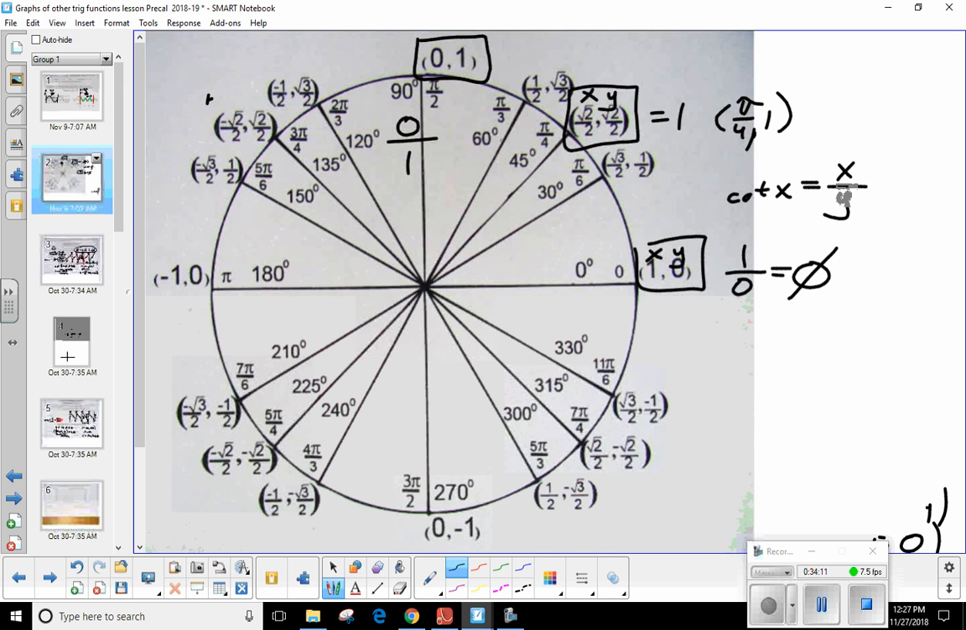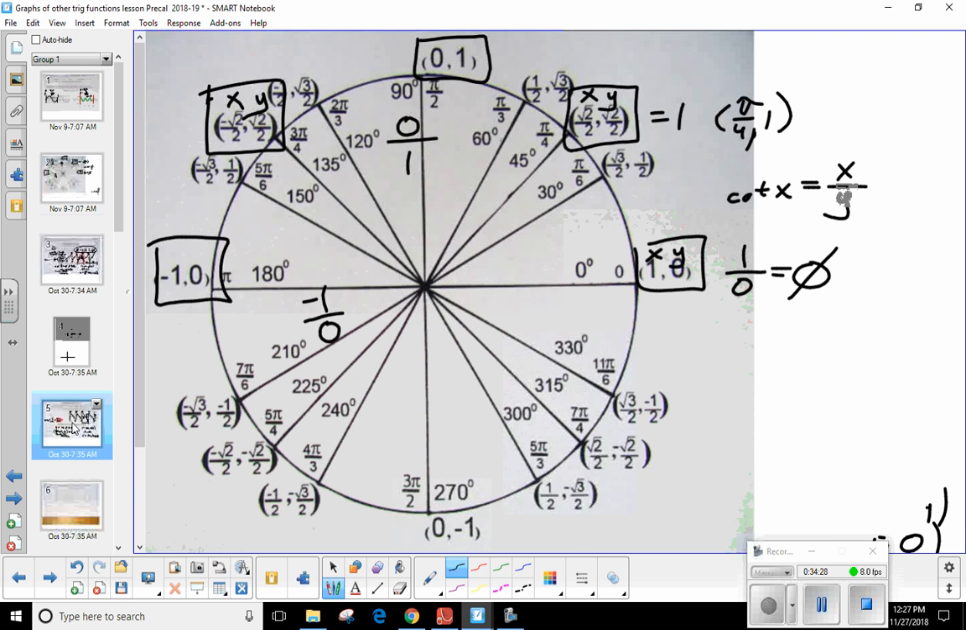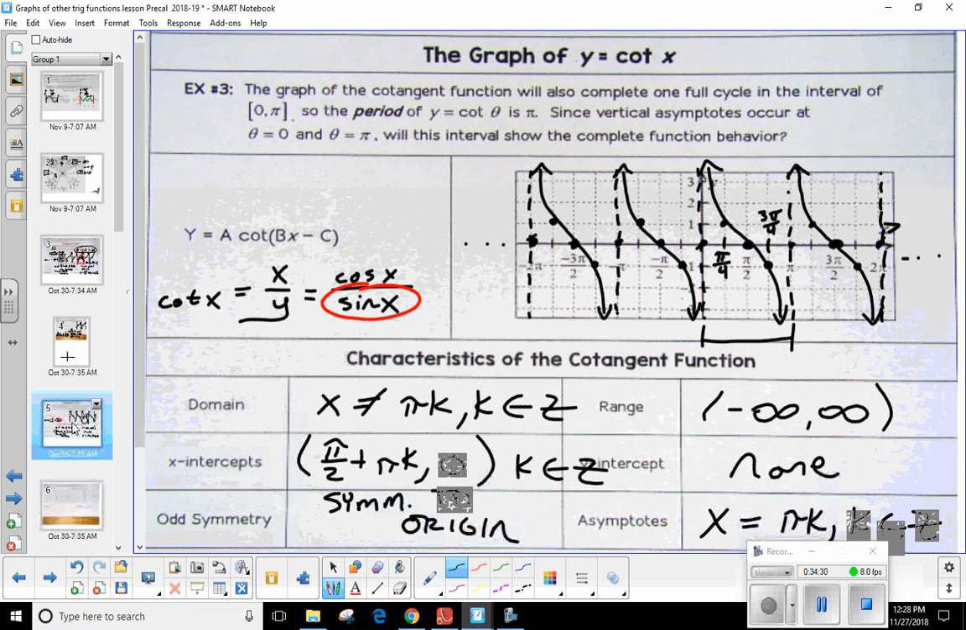Go to 3 pi over 4. Again, I want this x divided by this y. That would be negative 1. And then what happens when I go one full period for cotangent? What is negative 1, that x, divided by y, 0? Undefined. And now look at our graph. At 3 pi over 4, it gave me negative 1. At pi, we have an asymptote.